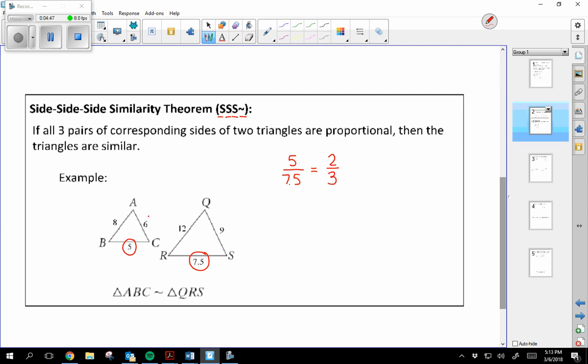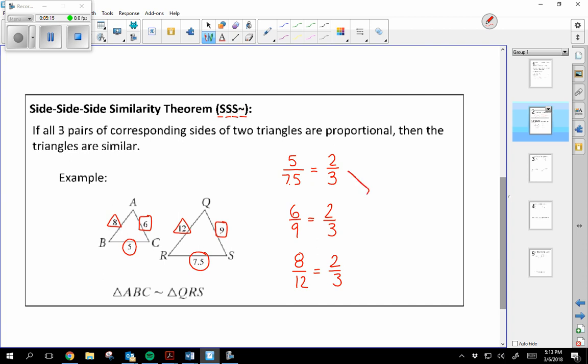Now I'm going to move on to my medium side lengths, and I will compare the 6 to 9, which reduces to 2 to 3. But for side-side-side similarity, I have to check the third pair also. So I'm going to take the largest side, the 8, and compare that to the largest side, the 12. And when I reduce that, I have a ratio of 2 to 3.